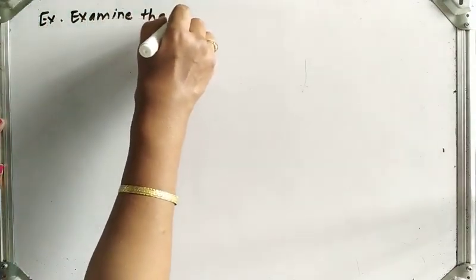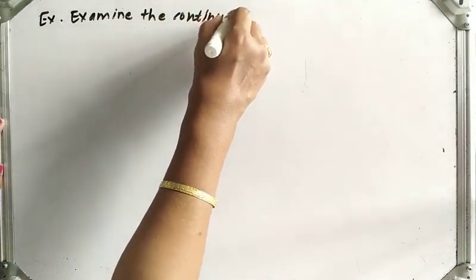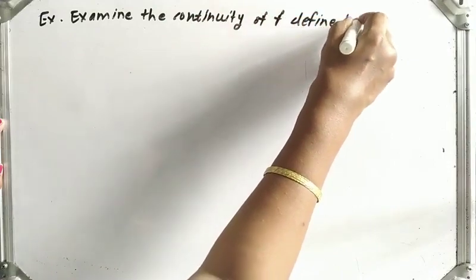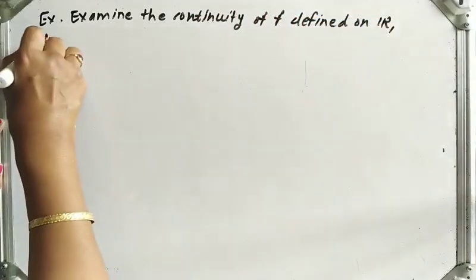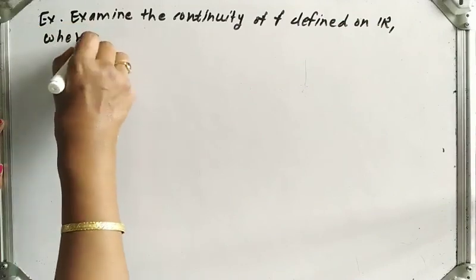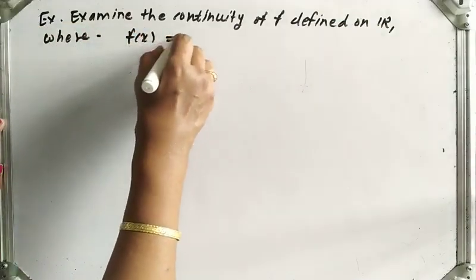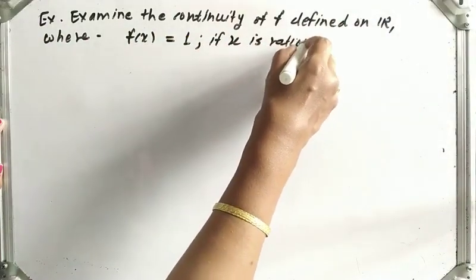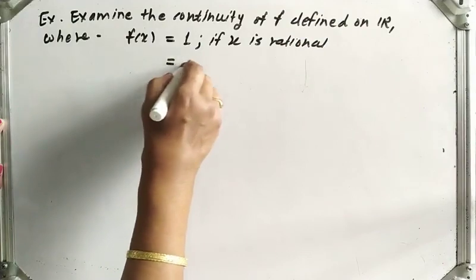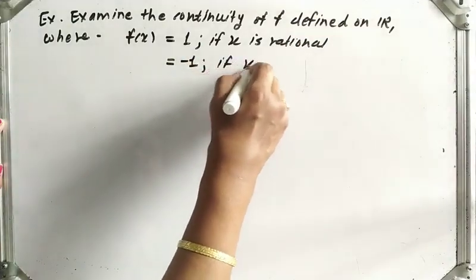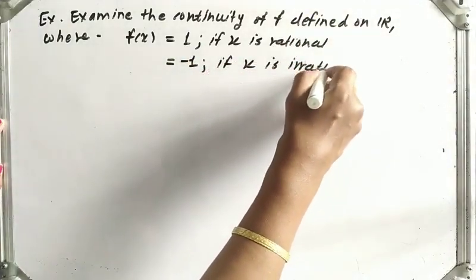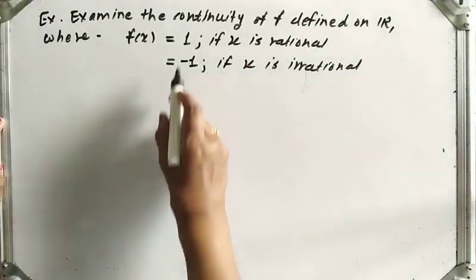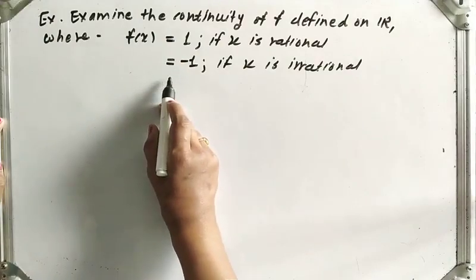Examine the continuity of f defined on R, where f(x) is equal to 1 if x is rational, and it is minus 1 if x is irrational. Okay, we have to check whether this function is continuous on R or not.